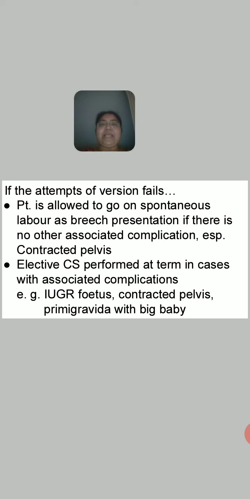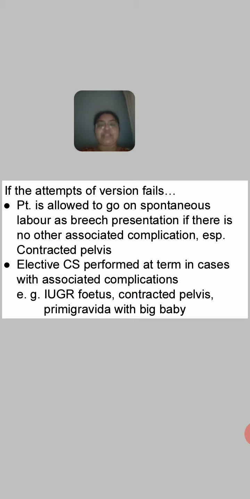Contracted pelvis is a very likely complication associated with the breech presentation. So whenever there is contracted pelvis with the breech presentation, normal labor may not be possible, right? So at that time you may not allow the spontaneous labor.